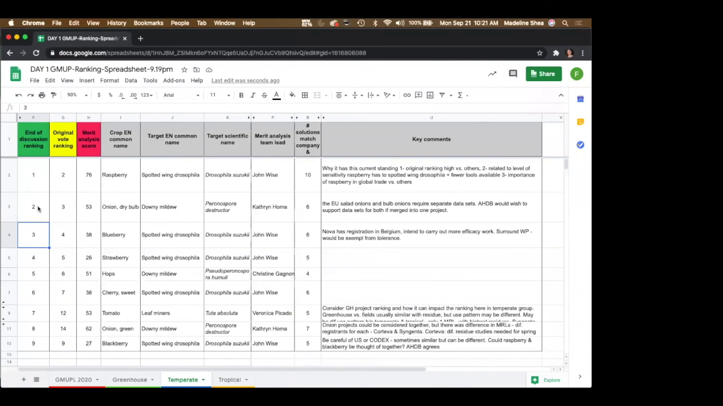I'm concerned about moving the blueberry to a number 2 if the onion downy mildew people view that as a high priority. It had higher merit analysis and it was ranked higher than the blueberry in the original vote. But I'm open. I'm listening to what the consensus is on this call.